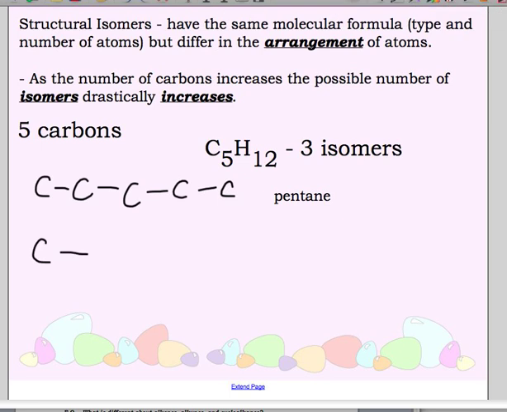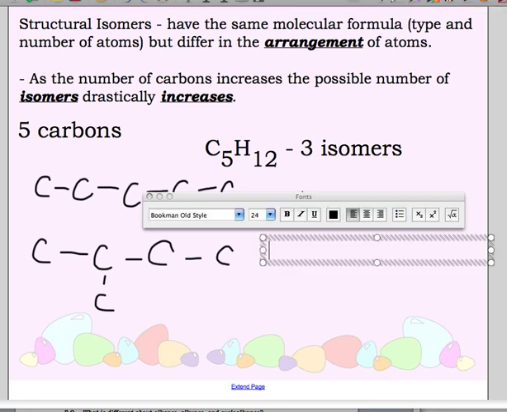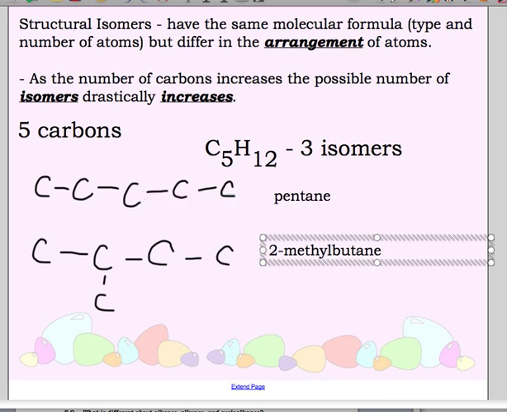So we can have 4, and then we're going to have a methyl group. So if I can give this guy a name, this would be a 2-methyl butane. And that's our second one again. You count them up, we have 5 carbons. You draw in all your hydrogens, you have 12 hydrogens. He is exactly the same amount of elements in exactly the same ratio, but he is in a different shape, and that means he's going to act differently.